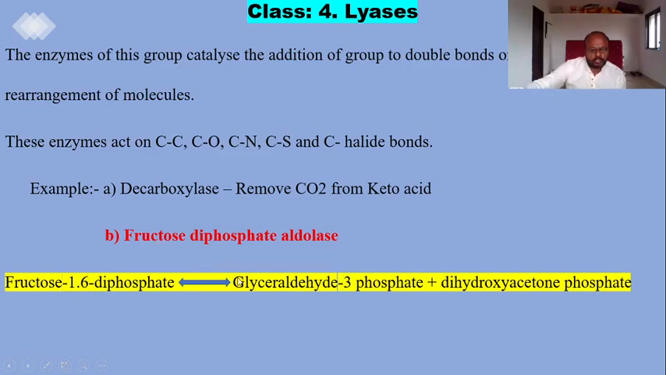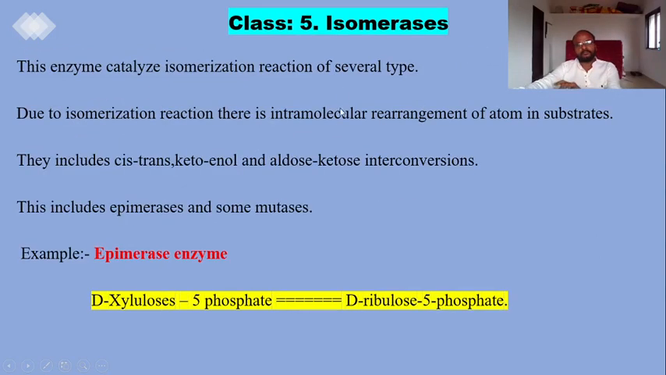The second one is the fructose diphosphate aldolase enzyme. So this fructose 1,6-diphosphate is catalyzed into glyceraldehyde 3-phosphate and dihydroxyacetone phosphate. So here this is number 4, the lyase.